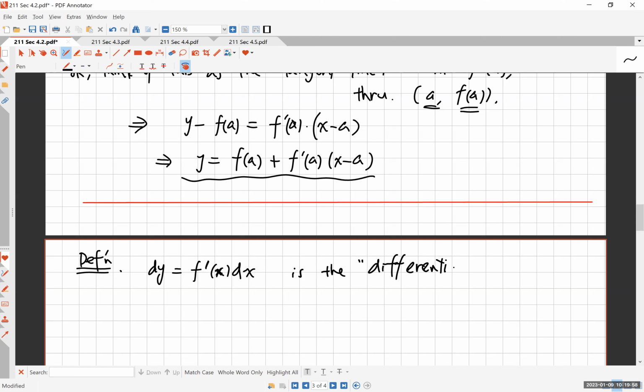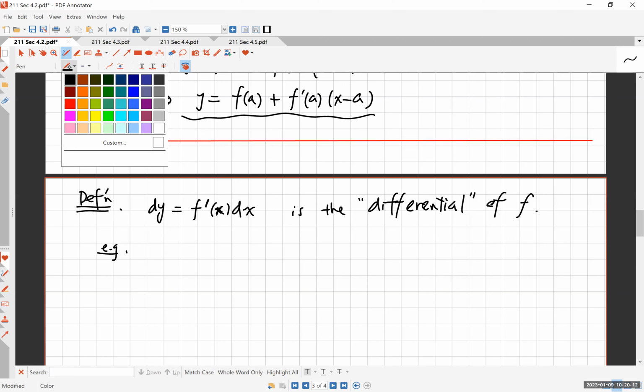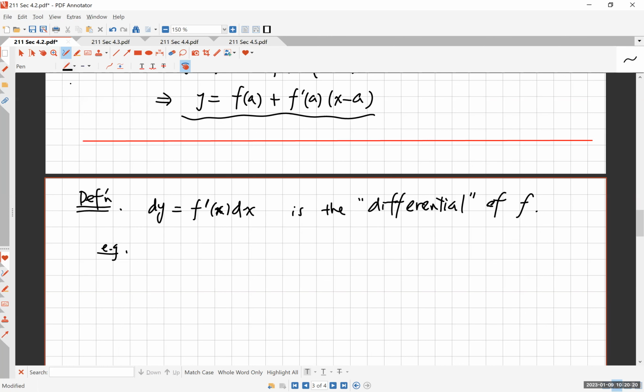The differential of f. And this notation is based on the fact that f prime is dy/dx, but we can write this as a differential. Many times we have equations that involve these differentials, and of course those are called differential equations. We have an entire course on differential equations.